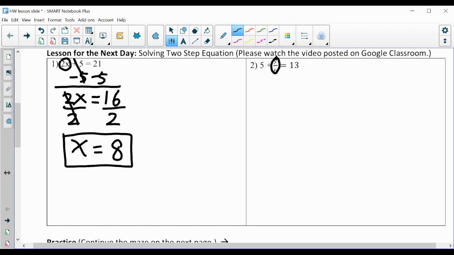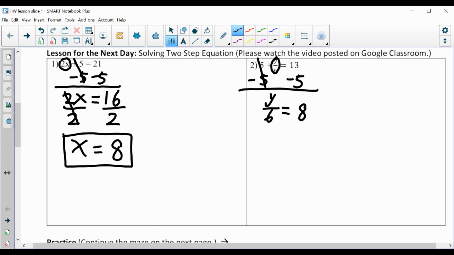So 5 plus, that means I don't want the 5 there. I subtract the 5, take away the 5. Once again, you do it on the left side, you do it on the right side. So 5 minus 5 is 0. You don't need to write that. So you just copy down the y over 6. Y over 6 is equal to 13 minus 5. You do it vertically. 13 minus 5 is 8.